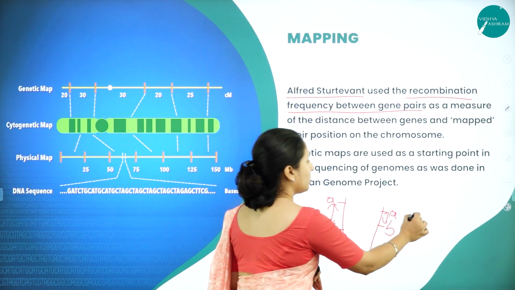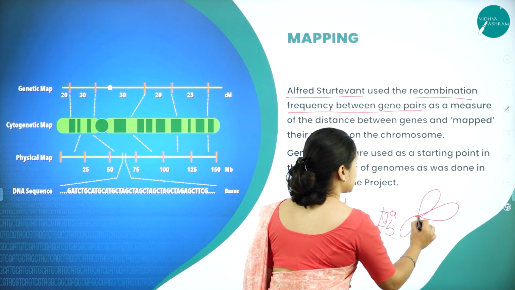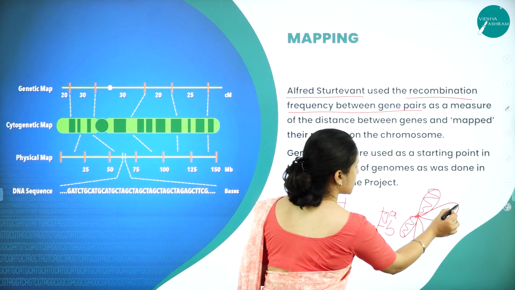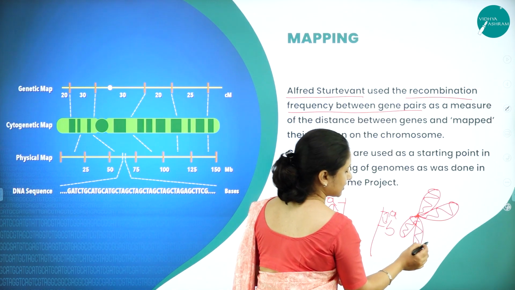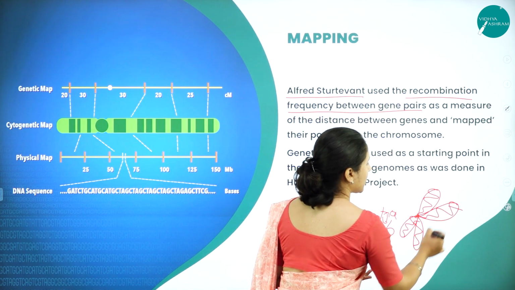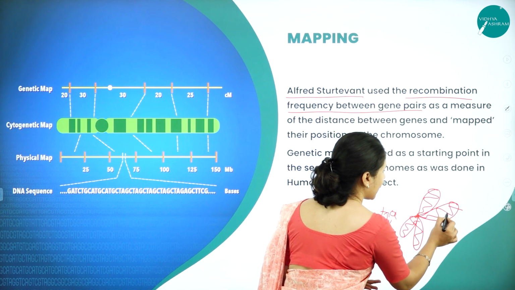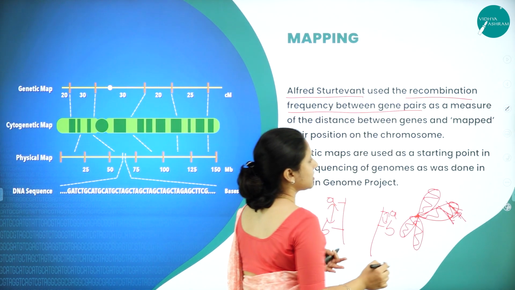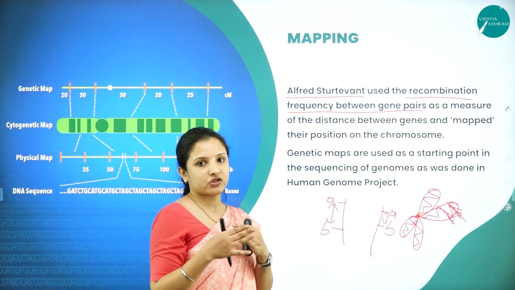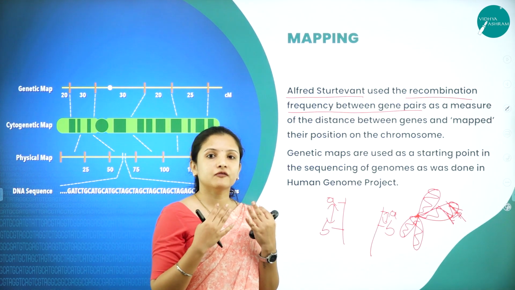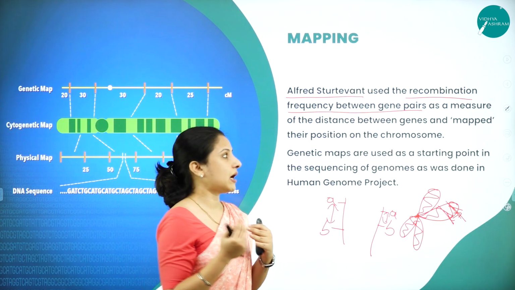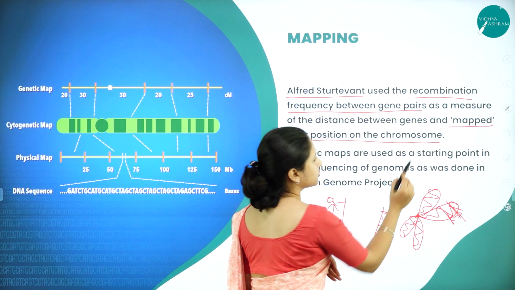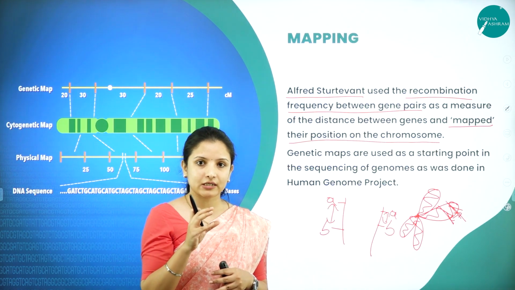Why? Because the chromosome carries the genetic material, that is the DNA. So the genes are located on the DNA, and exactly in which position they are located, and the distance between these two genes, all that he started measuring, and that measurement came in the form of a map. It is called gene mapping. He mapped their position on the chromosome.